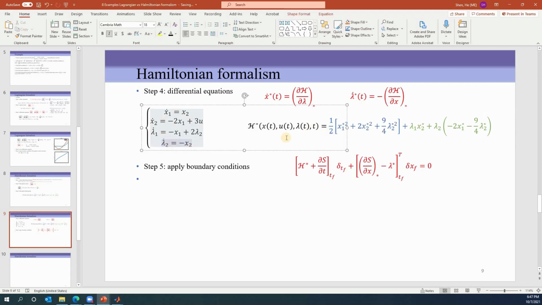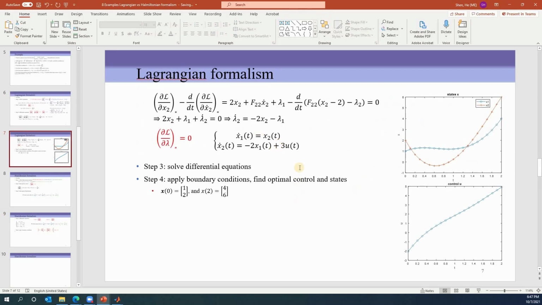The second differential equation, lambda 2 dot is equal to negative partial h, partial x2. That will give us a negative x2, right? And we also have another term over here that is a negative lambda 1. Professor, shouldn't it be a negative 2x2? Oh yes, you're right. So this is negative 2x2. Now let's look at the differential equations. This is what we have. And we can go to the Lagrangian formalism and take a look.